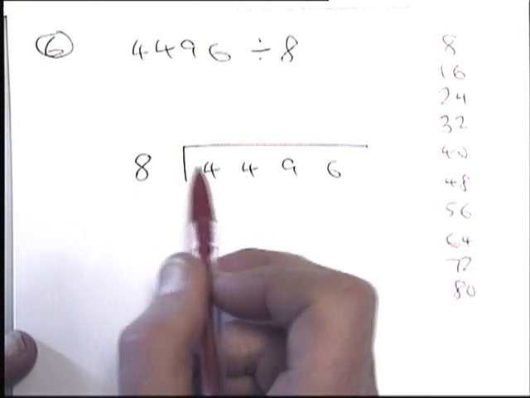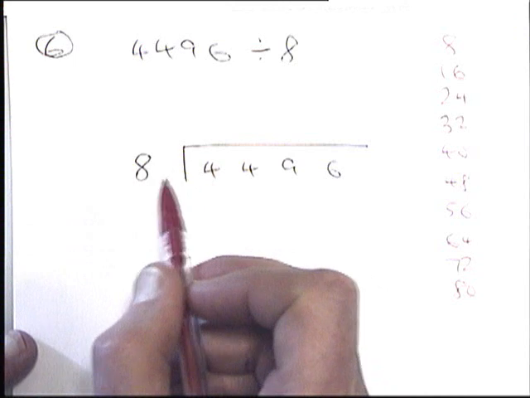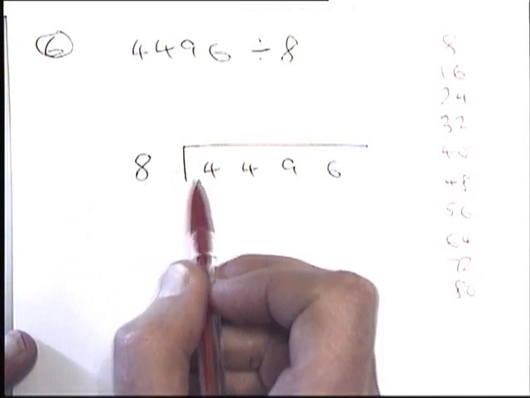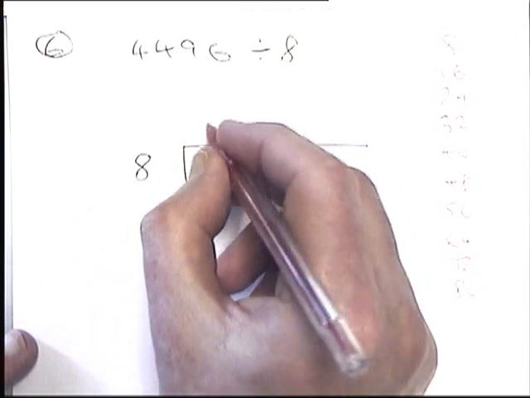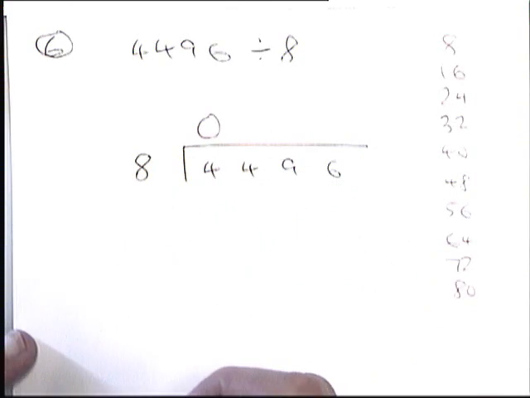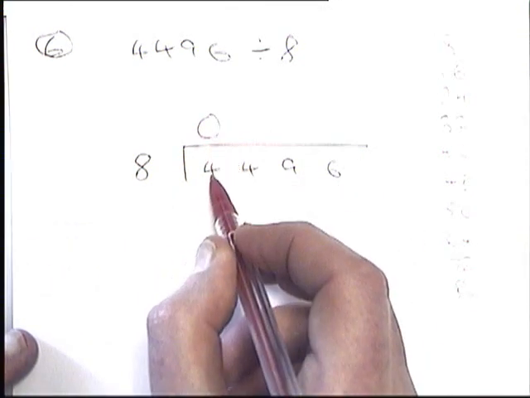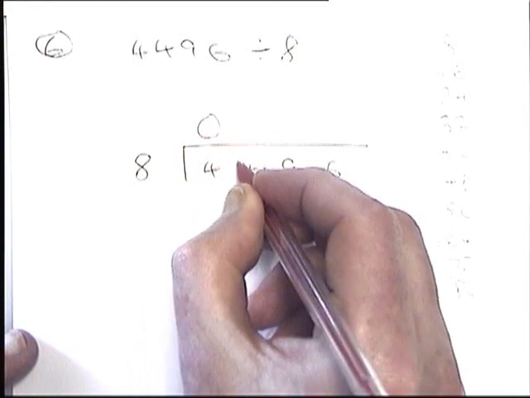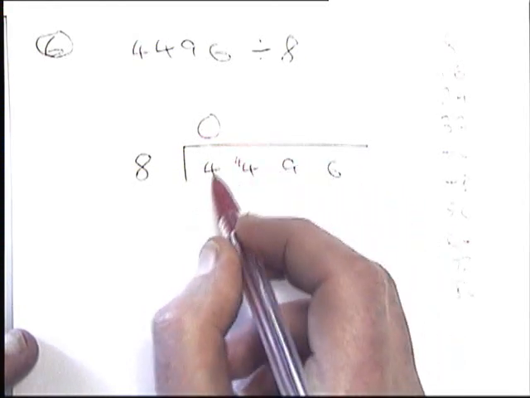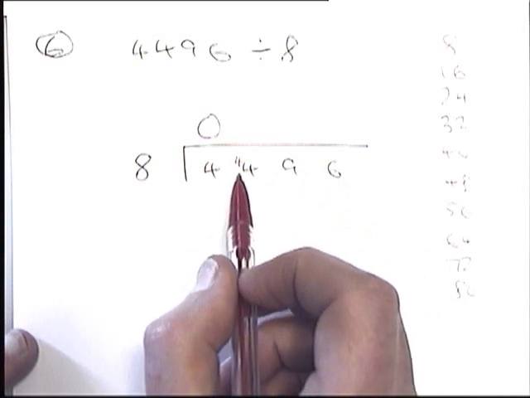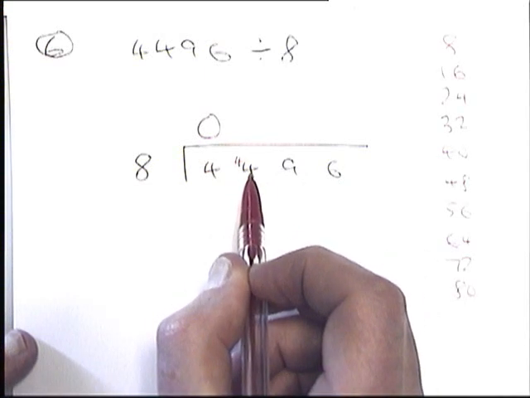How many times does 8 go into 4? Well, 8 doesn't go into 4 because 4 is smaller than 8. So 8 goes into 4 no times. So put a 0 up there. And if you ever put a 0 up here, whatever number was here moves over to here. It sort of carries over. And this is now thought of as a 44.